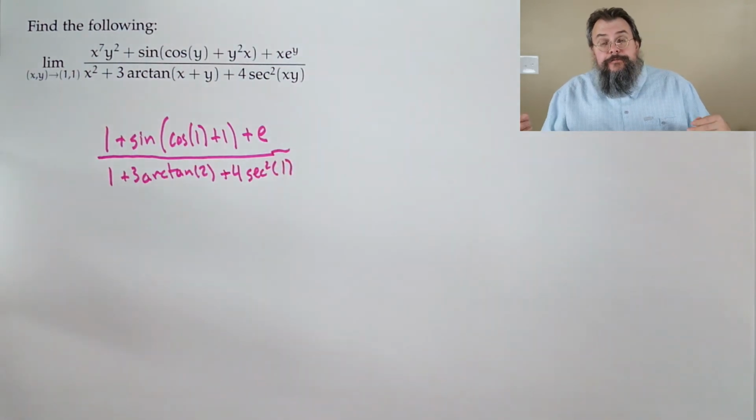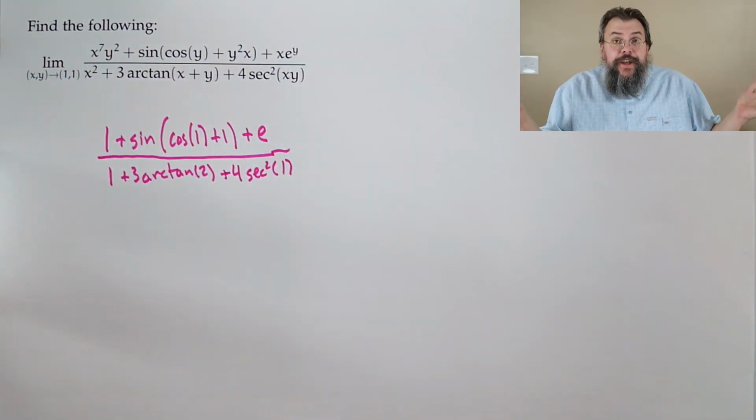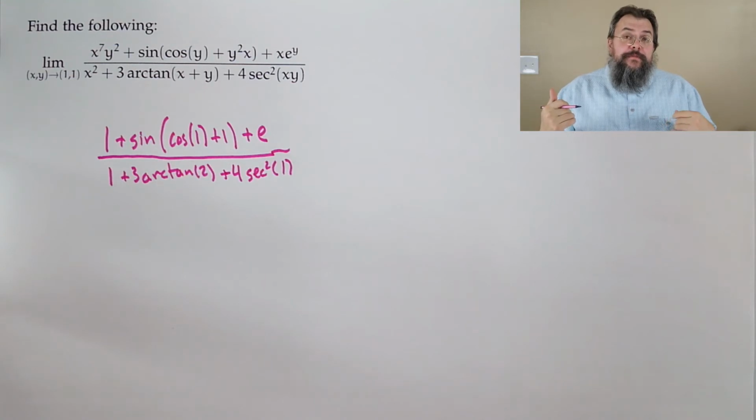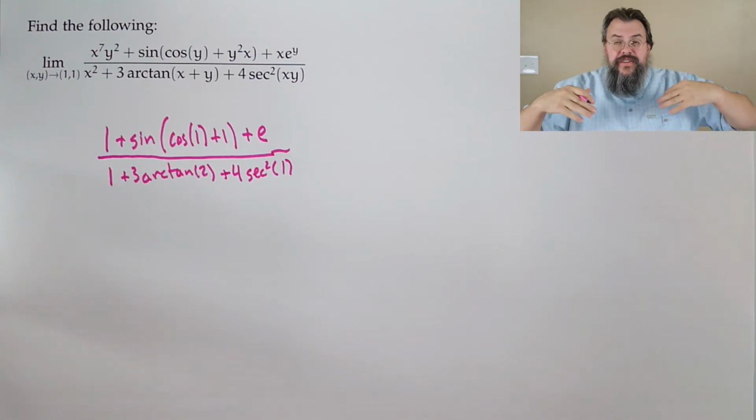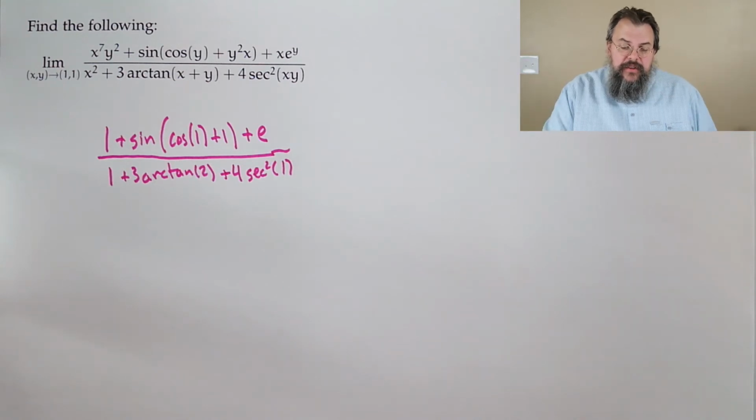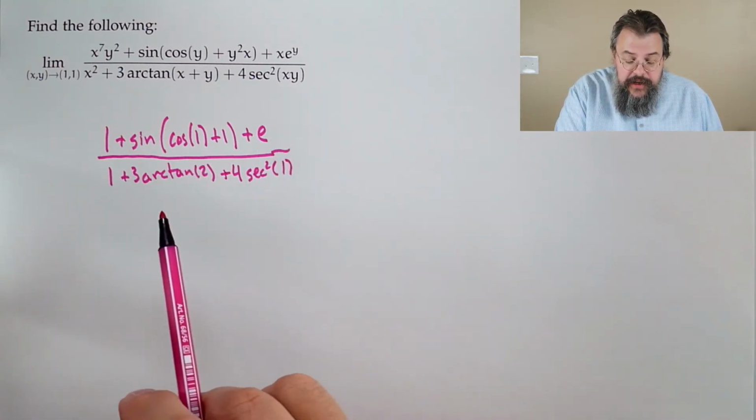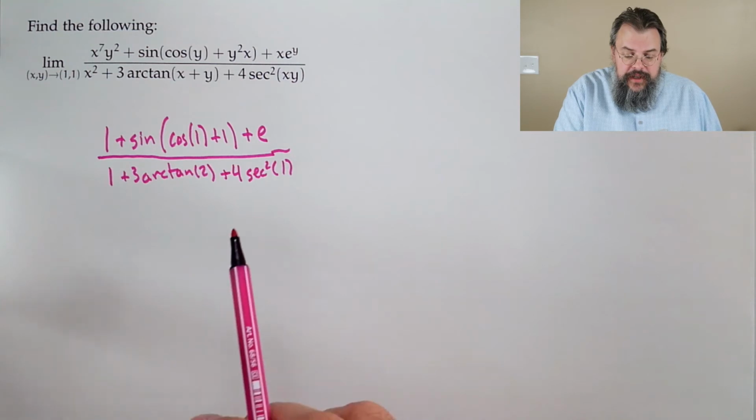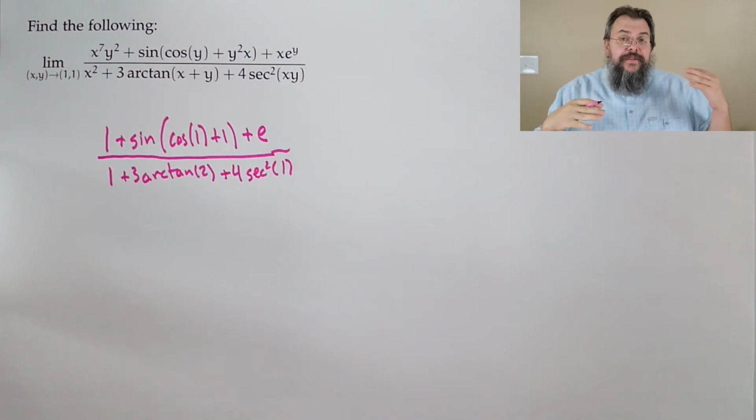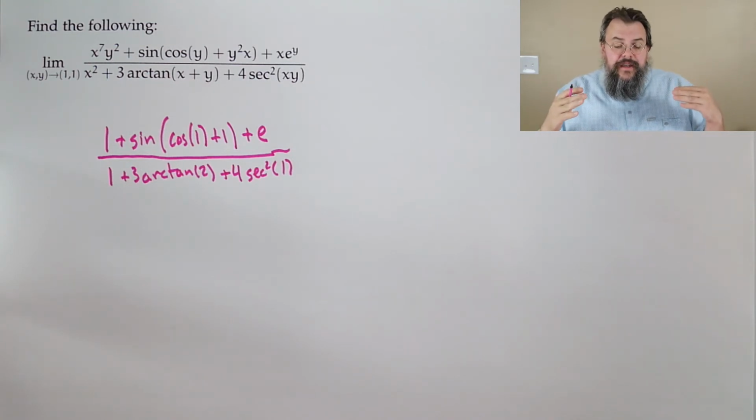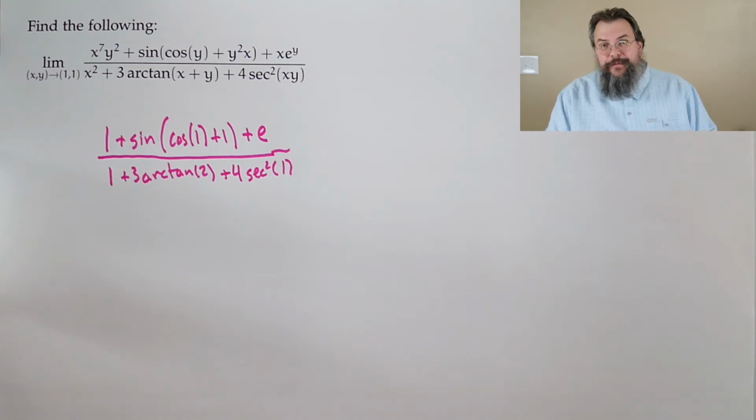Now, the question is, is this an okay number? Well, we have to check a couple things. Are we dividing by 0, or is there any part blowing up? Sine and cosine never blow up. E is fine. Arctangent never blows up. And secant squared blows up, but at things like pi over 2 or 3 pi over 2, so the odd multiples of pi over 2. And 1 is not an odd multiple of pi over 2.